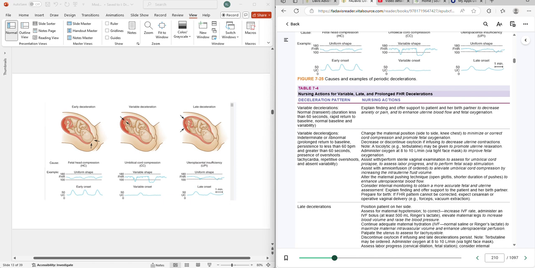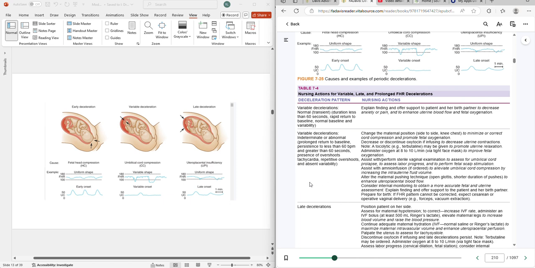This is what to do. This is on page 210. Please be familiar with this chart. Variables usually are indicative of cord compression, like I said, and we want to correct that by laying on the side.